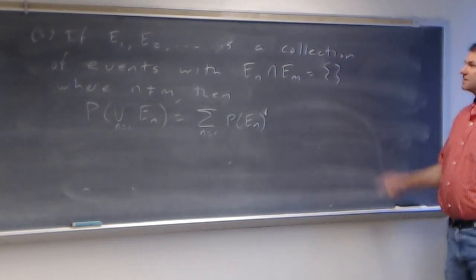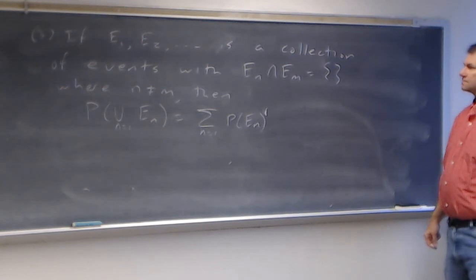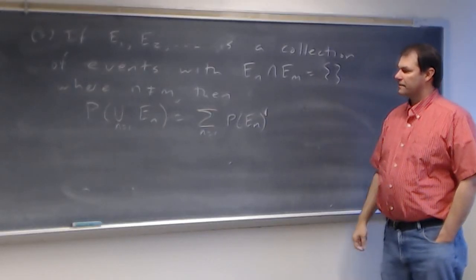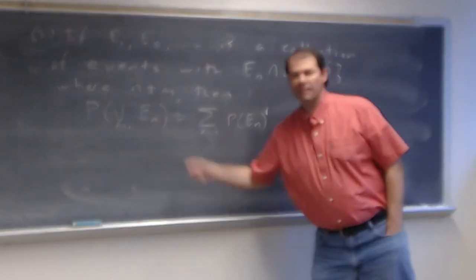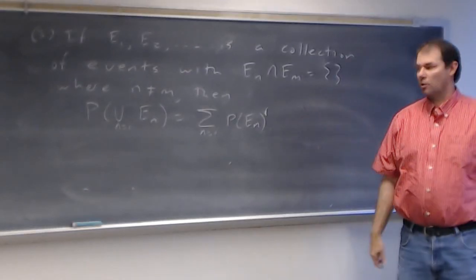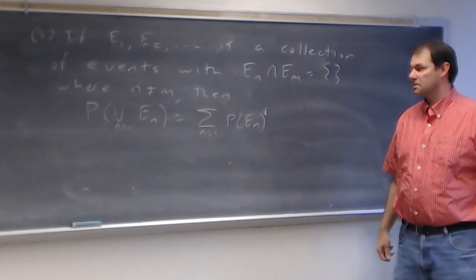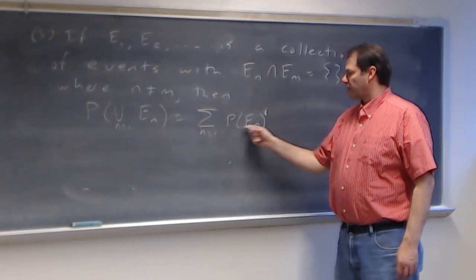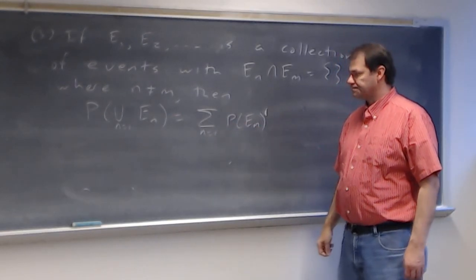So what this means is if you have this collection of events, this sequence of events, that are, if you will, pairwise mutually exclusive, and you union them up, by union you combine them all together, and say, well, what's the probability of that? Well, it's the same thing as the addition of the probabilities of each event.